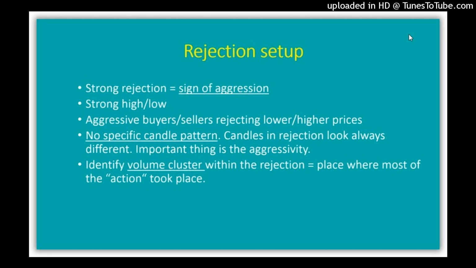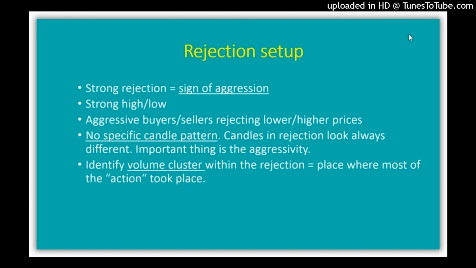So for example, if you look on a 30-minute chart, then the rejection could look, for example, like this. If you look at a 5-minute chart, then the same rejection could look, for example, like this. Alright? In both cases, it is a strong rejection of higher prices, aggressive rejection and change of price movement. But there's no one specific candle pattern which will define the rejection. But the important thing we look for is the aggressivity.